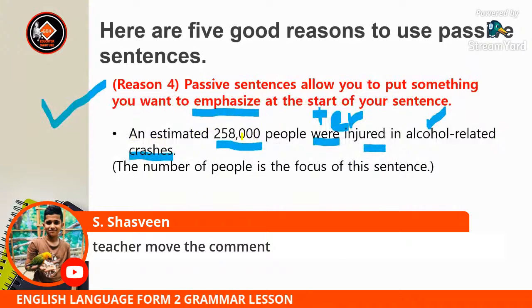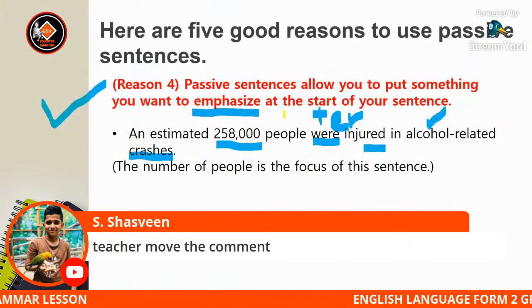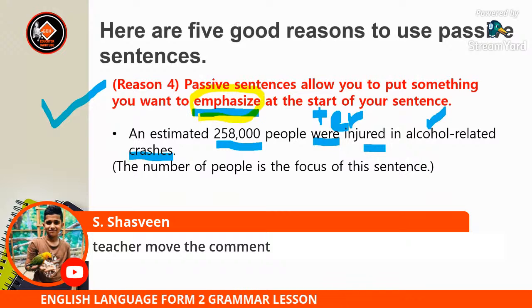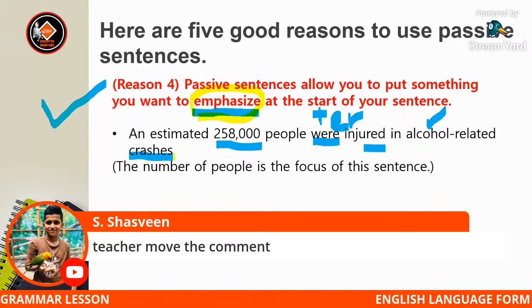Next. Reason 4. Passive sentences allow you to put something you want to emphasize at the start of your sentence. So I think you can see this. Emphasize, beri penekanan. So if you feel it is important, you put it in front. Example.